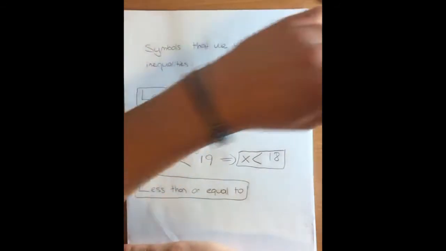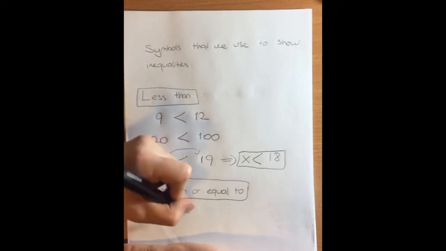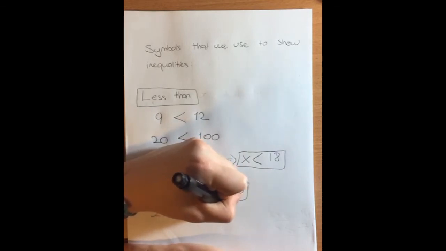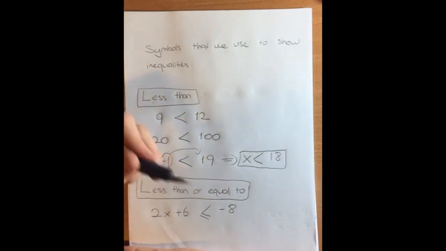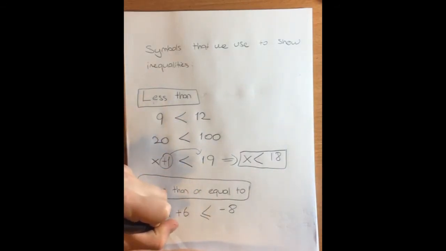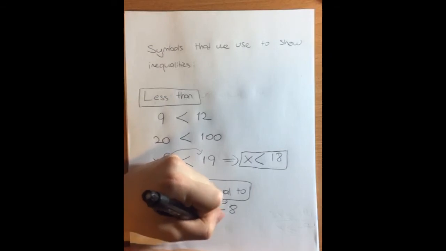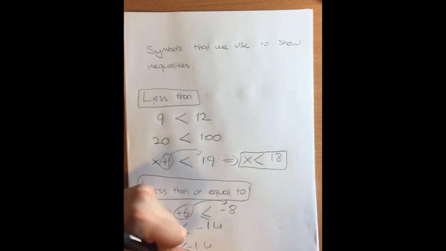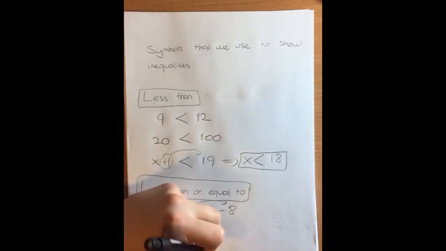So, let's look at the less than or equal to symbol. Let's start with an example. 2x plus 6 is less than or equal to minus 8. First, we should send 6 to the other side of the equation. 2x is less than or equal to minus 14, and x is less than or equal to minus 7. So that's the answer.